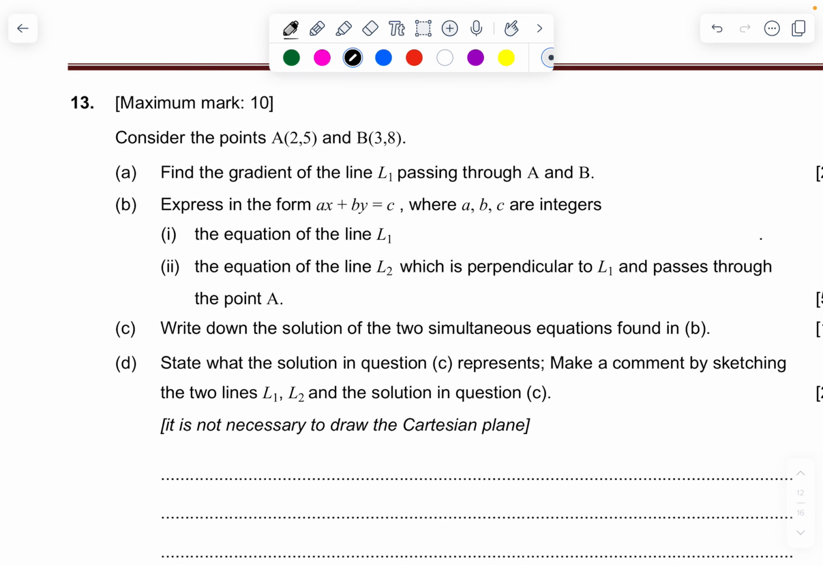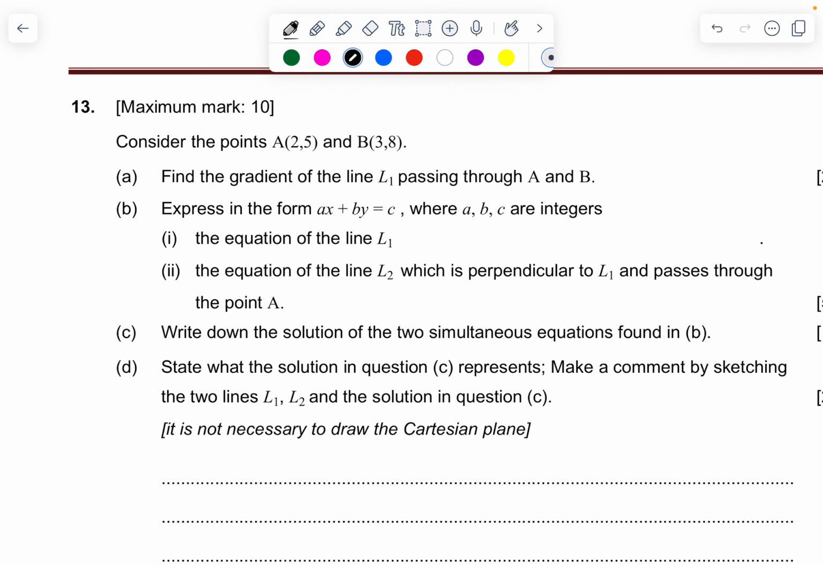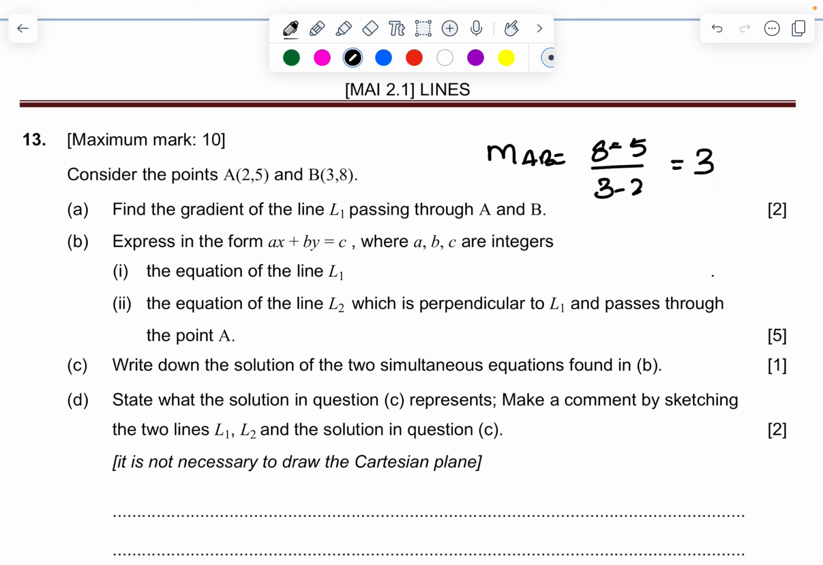Question number 13. Consider the points A (2, 5) and B (3, 8) and find the gradient of the line L1 passing through AB. So m_AB equals (y2 minus y1) over (x2 minus x1), which is going to be 3. Express the equation of line L1 and the equation of line L2 perpendicular to L1 in the form ax plus by equals c.